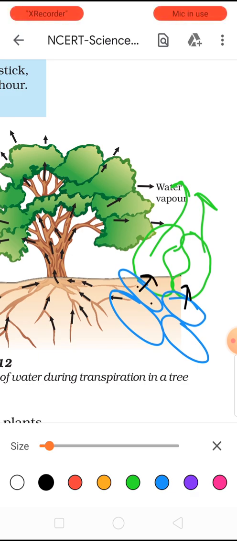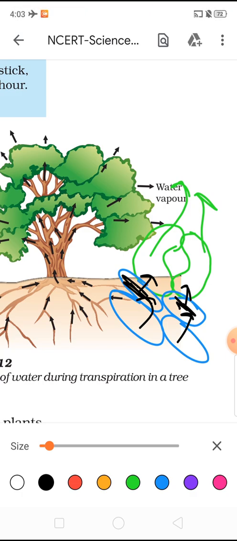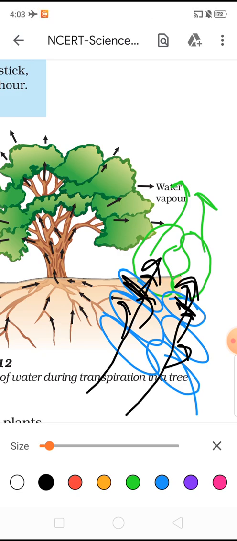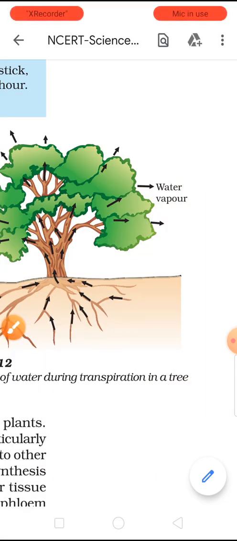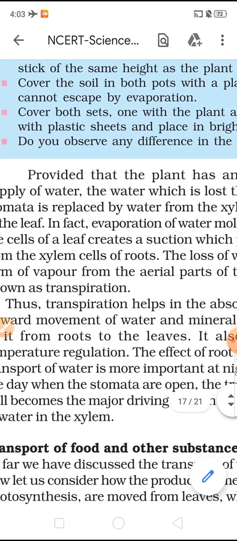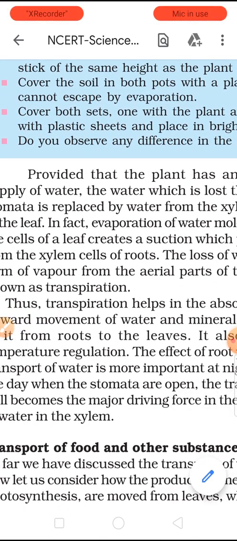Okay, now in this cell the concentration of water gets decreased, so it will take the water from the neighboring cell. Okay, and now in this cell also the concentration gets decreased, so it will take the water from the neighboring cell. So what is happening, a suction is created which is moving in an upward direction. Okay, let's read it again and then you will be clear.